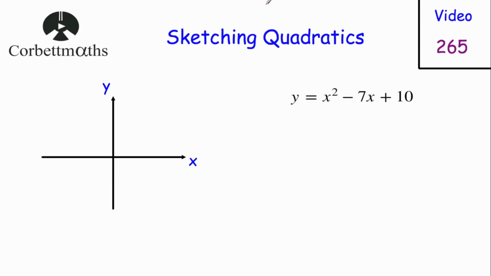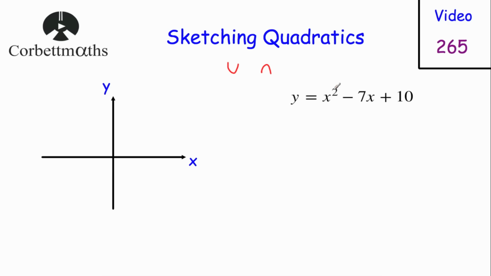Okay, let's have a look at our next topic, and that's sketching quadratics. So if we had a quadratic such as y equals x squared minus 7x plus 10, it can be useful to be able to sketch this. And whenever you're sketching a quadratic, first of all, I would consider the shape of the quadratic, whether it is a U-shaped parabola or an N-shaped parabola. And what determines if it's a U-shaped parabola or an N-shaped parabola is this x squared term.